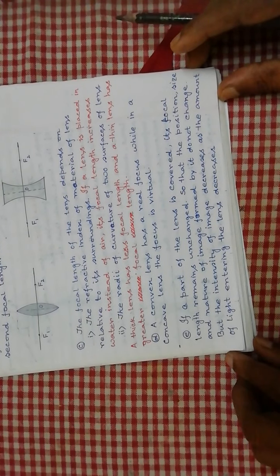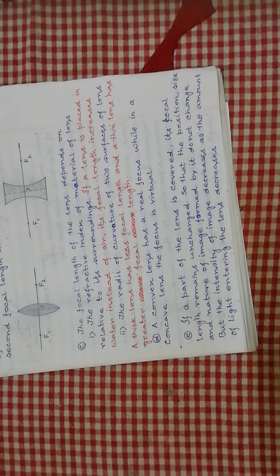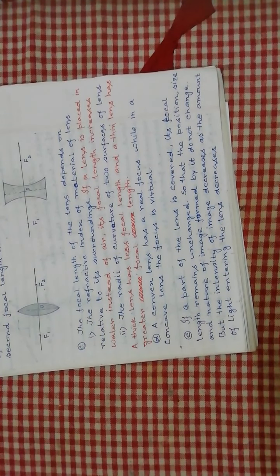Now the last one. If any part of the lens is covered by black paper, then what happens? What will be the change in its focal length, or in the image formed of the object? It says that the focal length will not change, and the image formed by the lens also does not change.